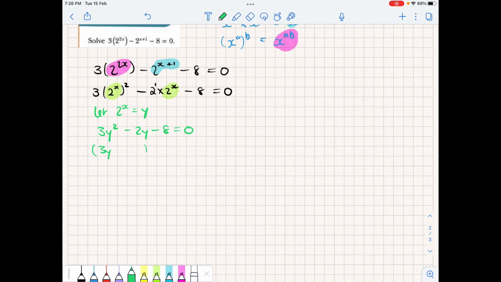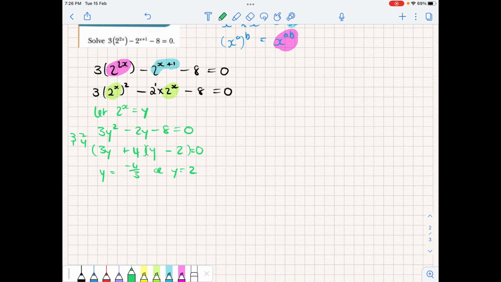So 3 is a prime number, so it can only be 3 and 1, right? And now we need to consider what numbers multiply to give 8 and combine to give minus 2. It's most likely going to be 2 and 4, so we'll get minus 6 plus 4, which will give me minus 2. And I can continue going. So y must be equal to minus 4 over 3, or y must be equal to 2.